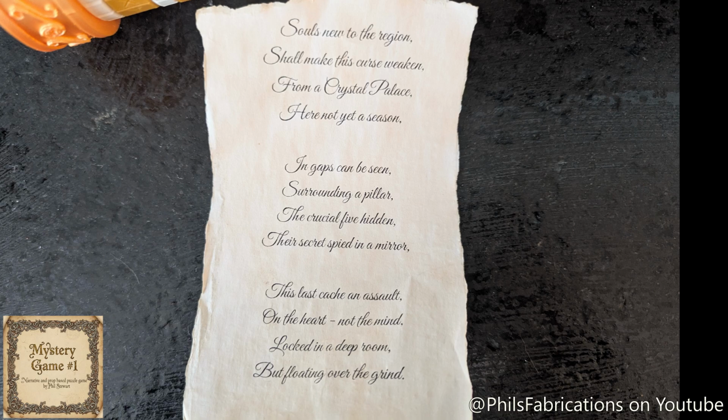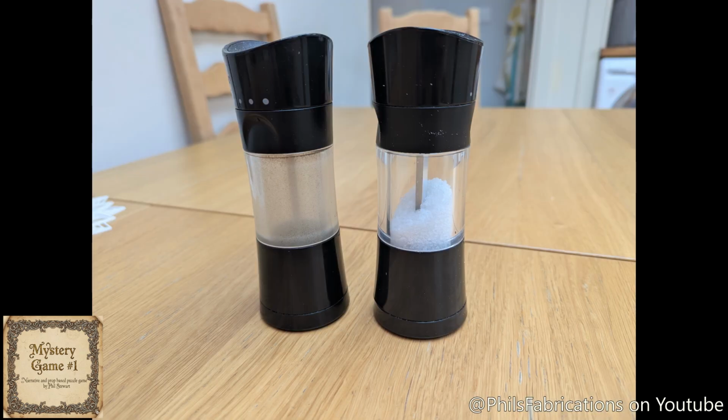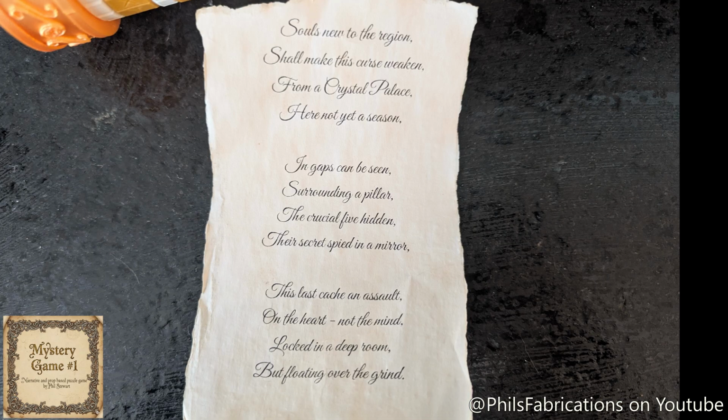So this game is designed to be played at a dinner party. So during the dinner party, there'll be a number of things on the table. One of those is our salt grinders. That's what the clue is referring to, it's our salt cellar. So to explain that, souls new to the region shall make this curse weaken from a crystal palace, here not yet a season. So when I wrote this game, we had just moved from a part of London called Crystal Palace to our new house, which is where the game is set.